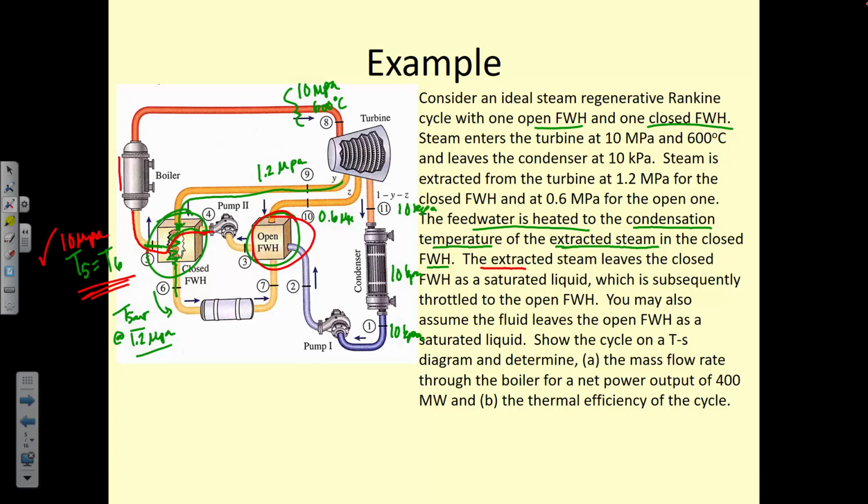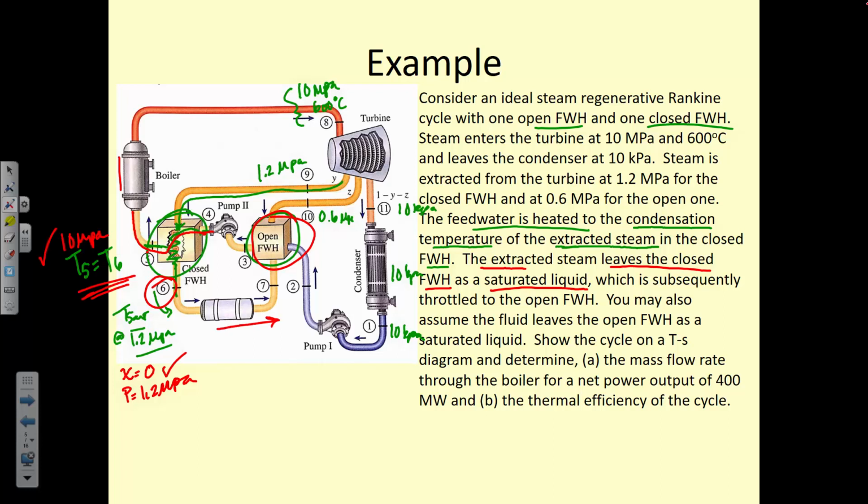The extracted steam leaves the closed feed water heater as a saturated liquid. So what state is that? This is state 6, right? At state 6, X is equal to what? Is it 1 or 0? 1 is the vapor, 0 is the liquid. Yeah, X is equal to 0, and the pressure is equal to 1.2 megapascals. So this one is fully specified. Okay, so state 5 is good, state 6 is good, state 8 is good.